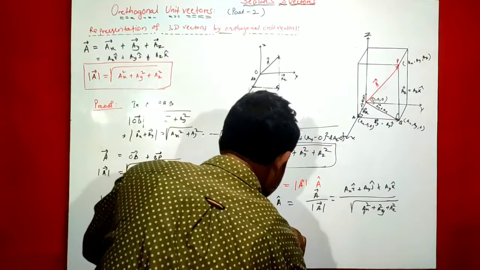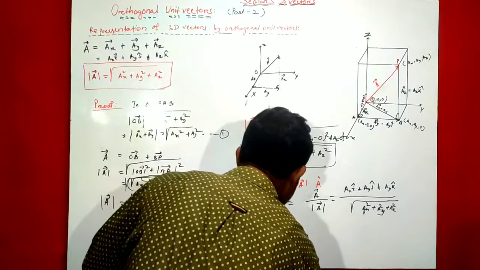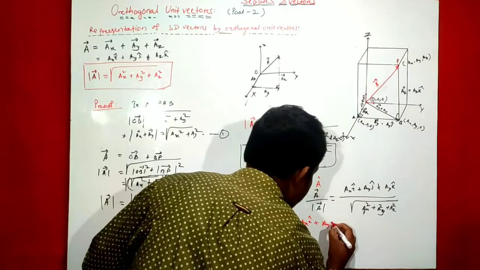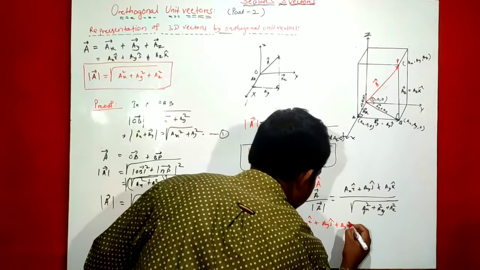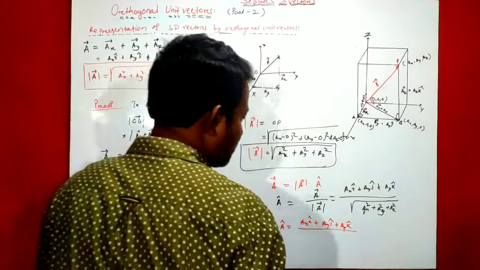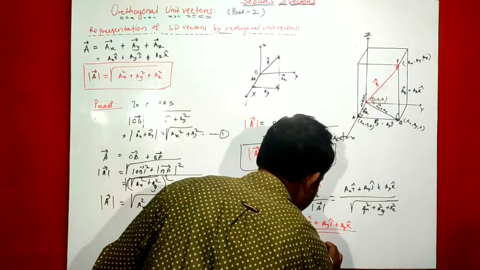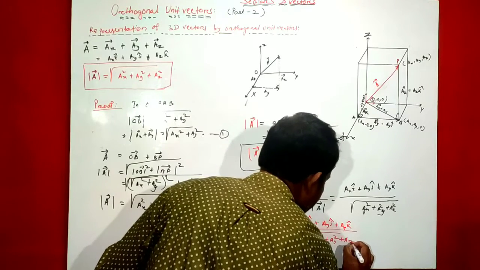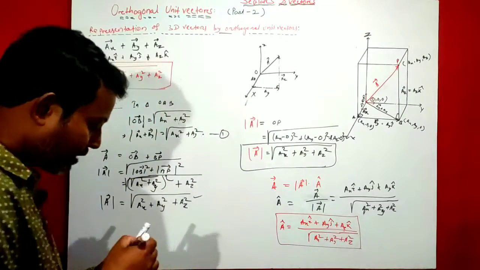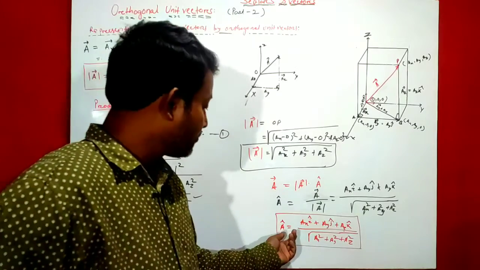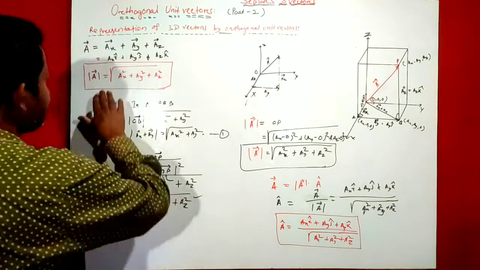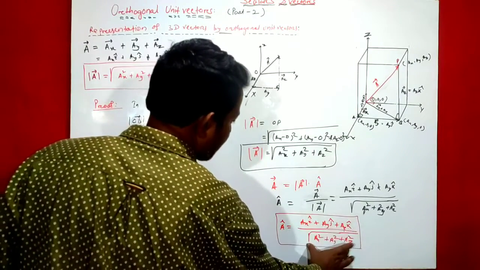So the formula is A cap equals AX I cap plus AY J cap plus AZ K cap upon the square root of AX square plus AY square plus AZ square. Guys, this is our formula. We can find the unit vector of any vector which is given in Cartesian form. This is the vector by magnitude of vector.